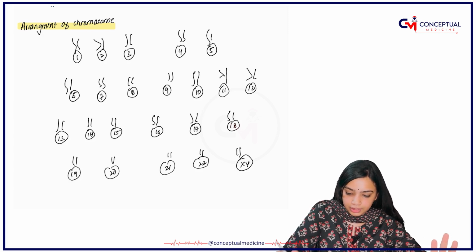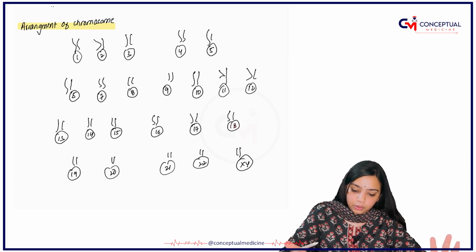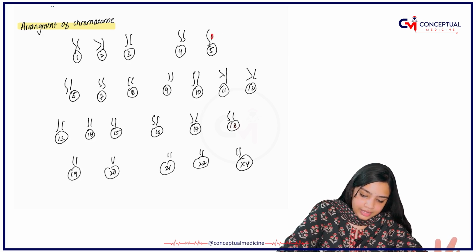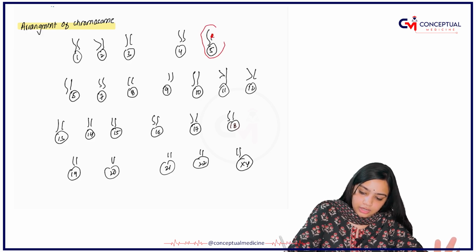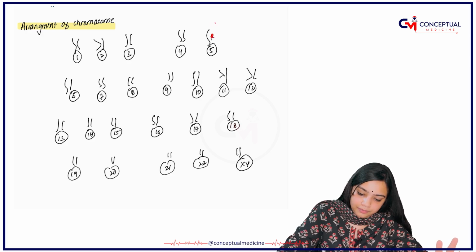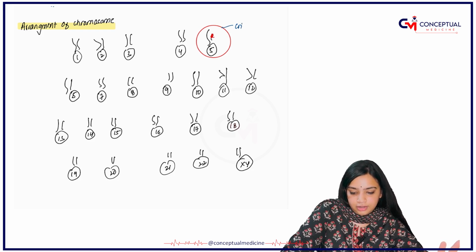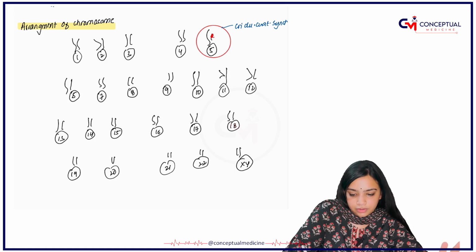Now I am giving you certain examples. If I told you that there is a deletion at 5P chromosomes, what does that represent? That represents that it is a case of Karyotyping syndrome.